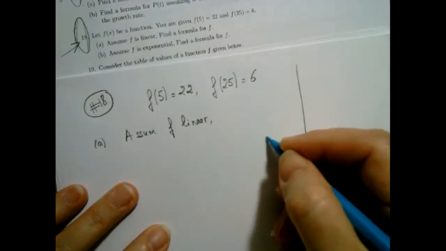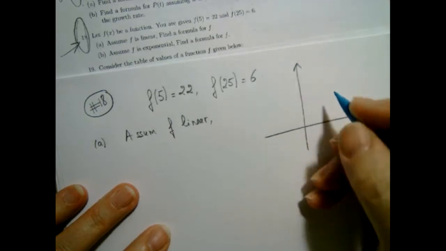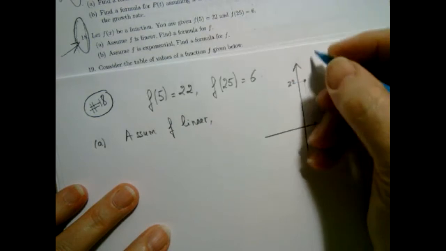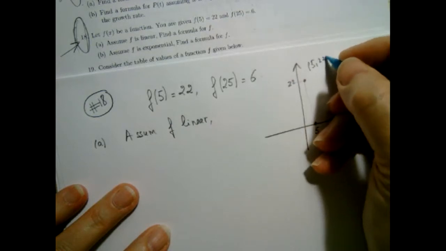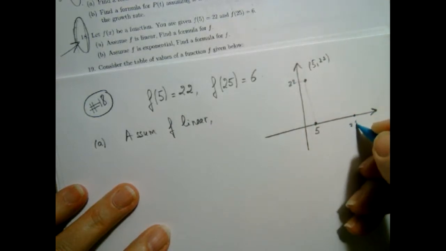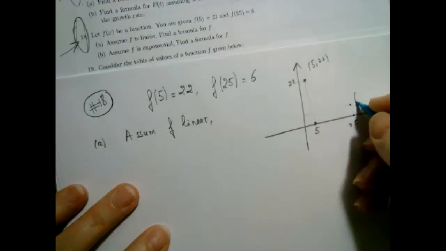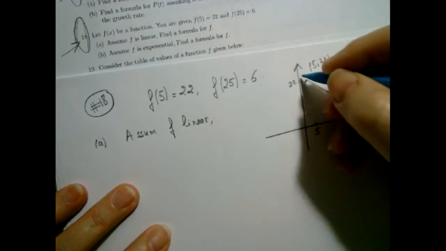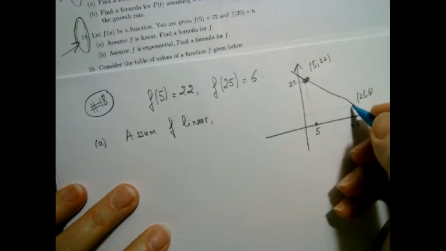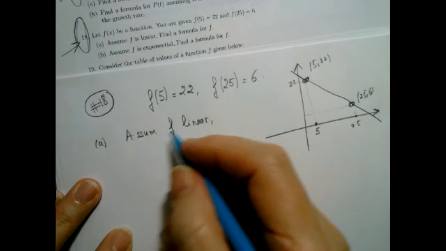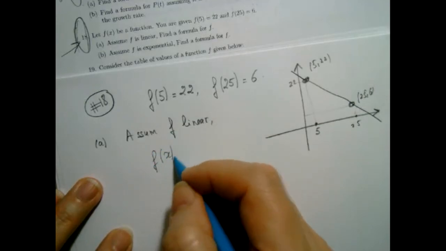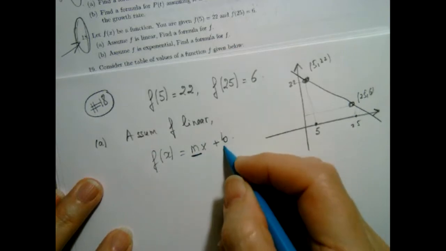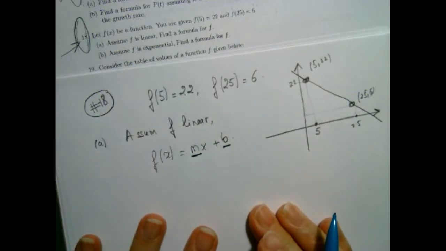F linear means when you're graphing this function, you're getting a straight line. So this is my 5, this is 22. That's a point on the line. And if this is 25, this is 6. Linear means the graph is a line, and these are the 2 points on the line. Find a formula that's linear. It means the formula is mx plus b. To find the formula, I need m and I need b. I don't have either one.